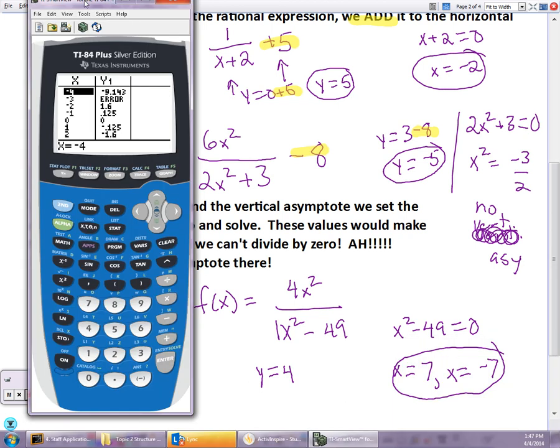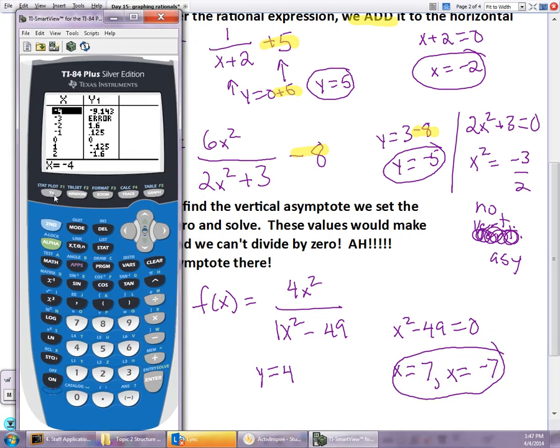So, come here. Nope, don't go full screen. So we go to y equals, clear, parentheses, 4x squared divided by x squared minus 49. Let's take a look at the graph. It should be sweet. Ooh, it is kind of sweet. Neat little U, and you can see these little things here.